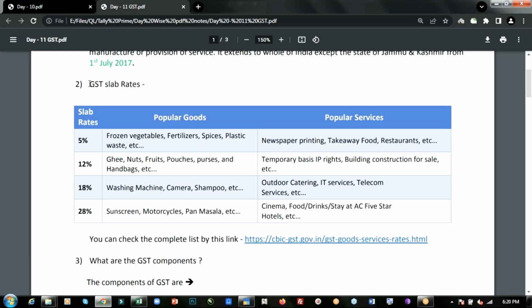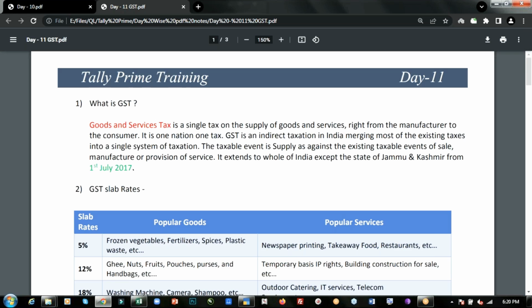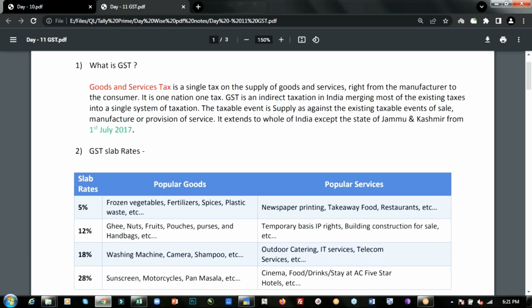The next point here is GST slab rates. Kindly have a look at the first point, guys. If you have any confusion in this, you can ask.